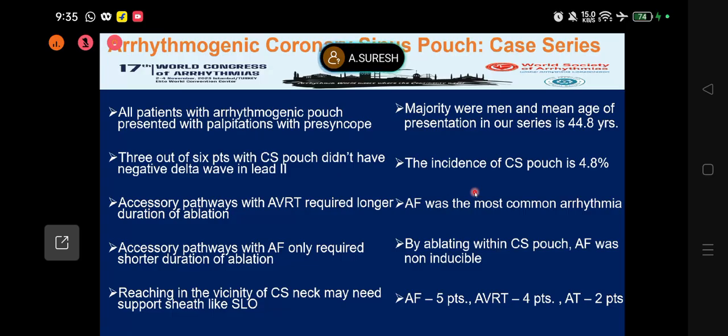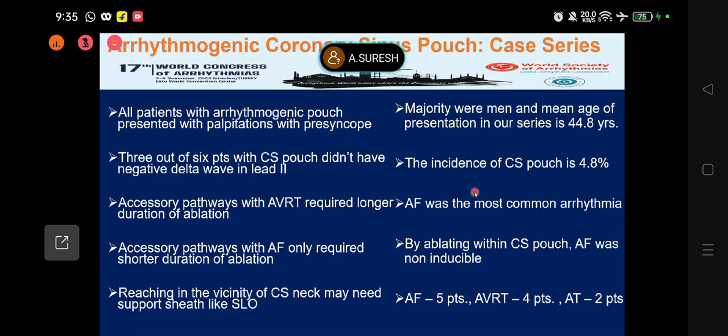AF was the most common arrhythmia seen in our series, and by ablating within the CS pouch, AF was non-inducible. We need not do a pulmonary vein isolation, as other non-pulmonary vein triggers were not required. In our subset of patients, 5 had atrial fibrillation, 4 had AVRT, and 2 had atrial tachycardia.